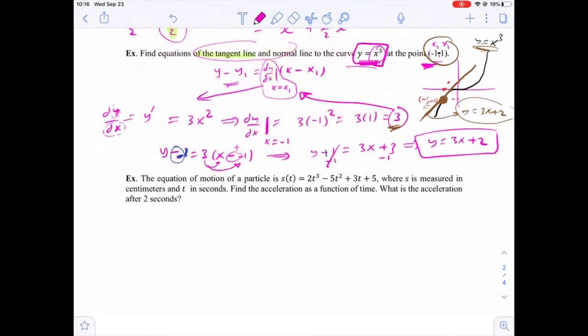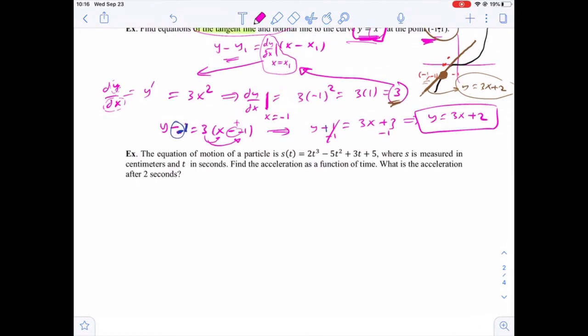Now let's do another problem. The equation of motion of a particle is given by s of t. This is a function of t. We can call it f of t equals 2t cubed minus 5t squared plus 3t plus 5, where s is measured in centimeters and t in seconds. t is time. We want to find acceleration. What do we mean by acceleration? Acceleration is the derivative of the velocity. And we have what's called velocity, v of t.